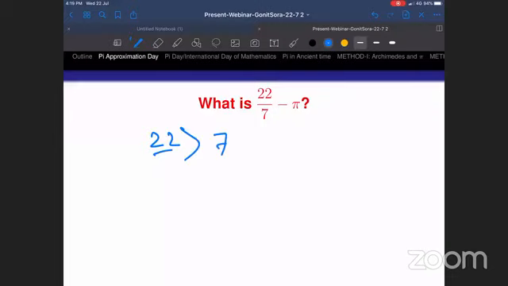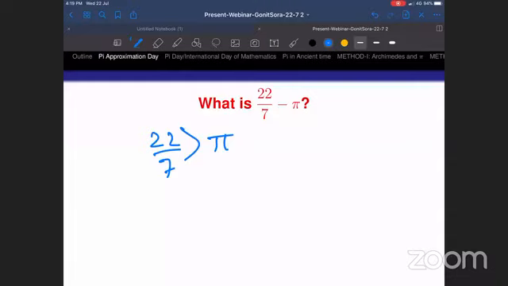22/7 is greater than pi. But how much greater is it? For a long time, it was not known, it was not quantified. That means, what is 22/7 minus pi? How much bigger is it?